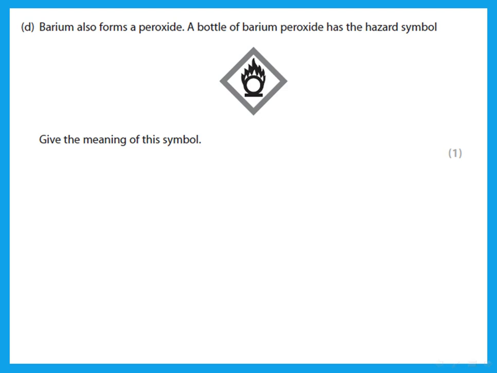Barium also forms a peroxide. The bottle of peroxide has this hazard symbol. What is the meaning of this symbol? You are required to know the meanings of the different hazard symbols. This one means oxidizing agent.